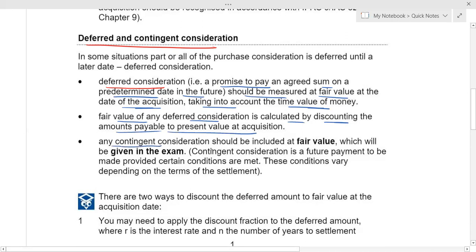Any contingent consideration, which depends on a condition, should be included at fair value, which will be given in the exam. Contingent consideration is a future payment to be made provided certain conditions are met. These conditions vary depending on the terms of the settlement.